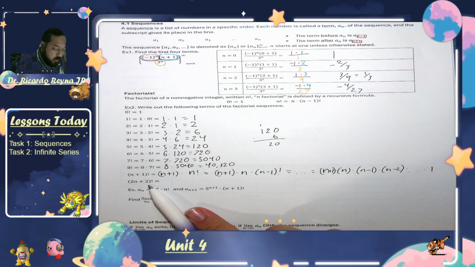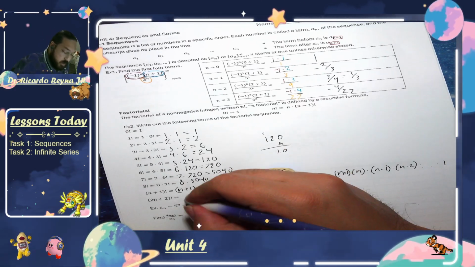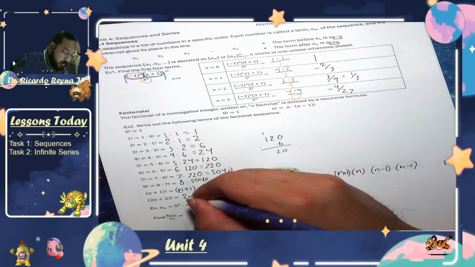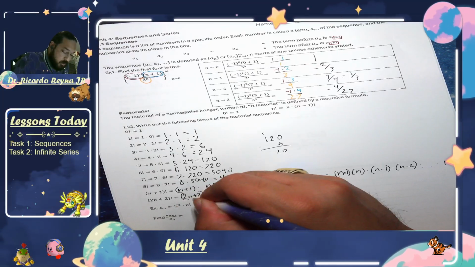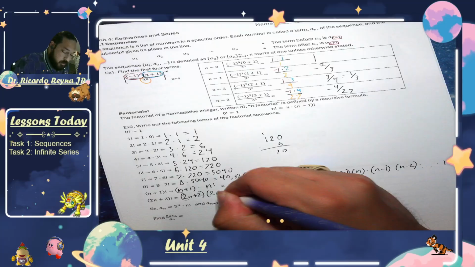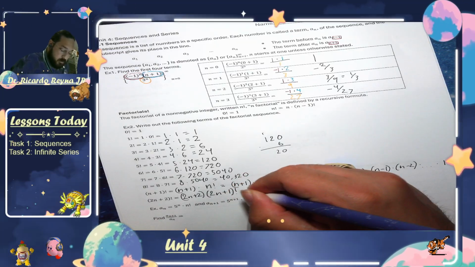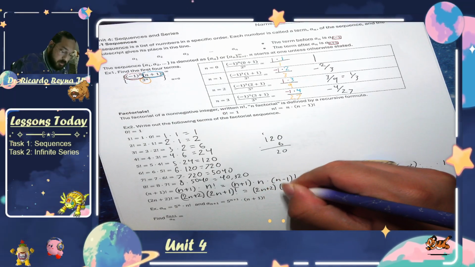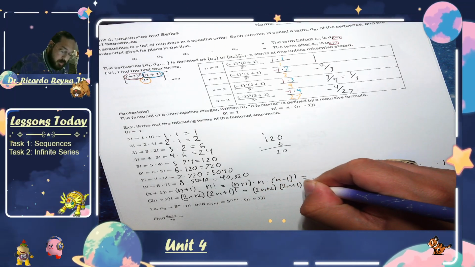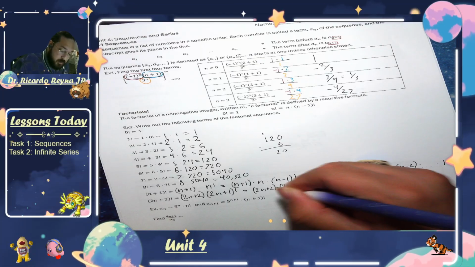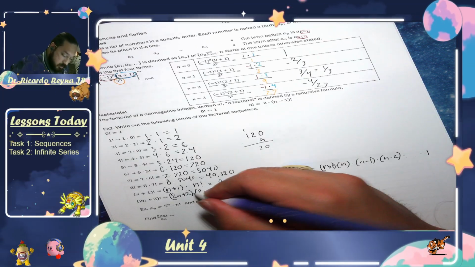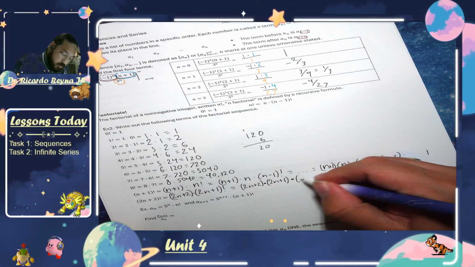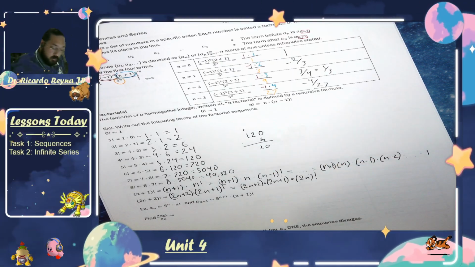All right, over here, similar vibe. You technically start off with (2n+2) times (2n+1) factorial, which can be expanded to (2n+2) times (2n+1) times (2n) factorial, and so on.